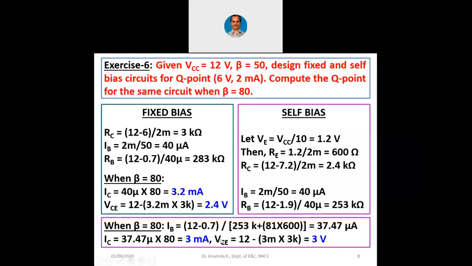But it is affecting both of them. Even self bias is not free from problems. Even in self bias, we have these issues. That is why we have gone to voltage divider bias.